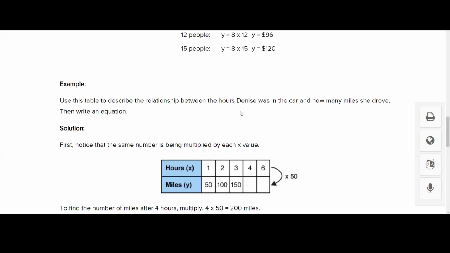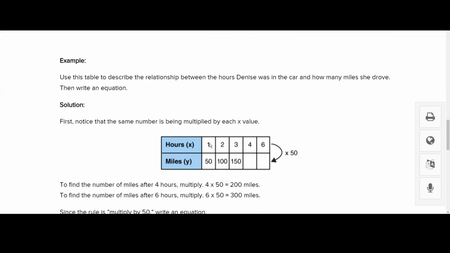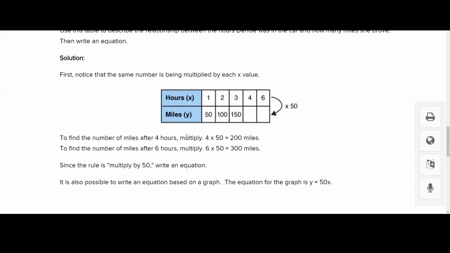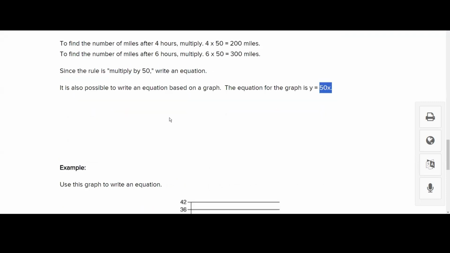Okay, example. Use this table to describe the relationship between the hours Dennis was in the car and how many miles she drove. Then write an equation. 1 hour, 50 miles. 2 hours, 100 miles. 3 hours, 150 miles. So that is times 50, okay? So y equals 50x.